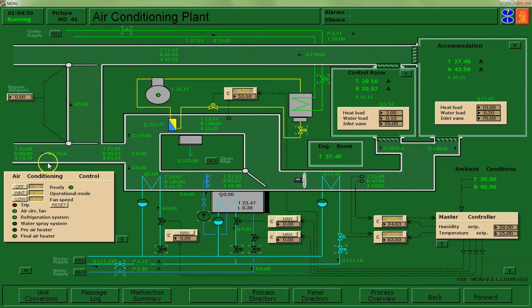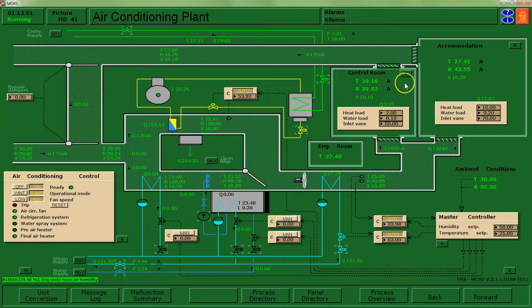Okay, so we see we're drawing in air and it's entering into my system. My refrigeration plant is running and it is cooling the air. And then I have a little heater that is bringing my air to my desired set point. So in this case, I have it set to exit my system at 25 degrees and 50% relative humidity. That air then makes its way into my accommodation and my control room, and then will leave.